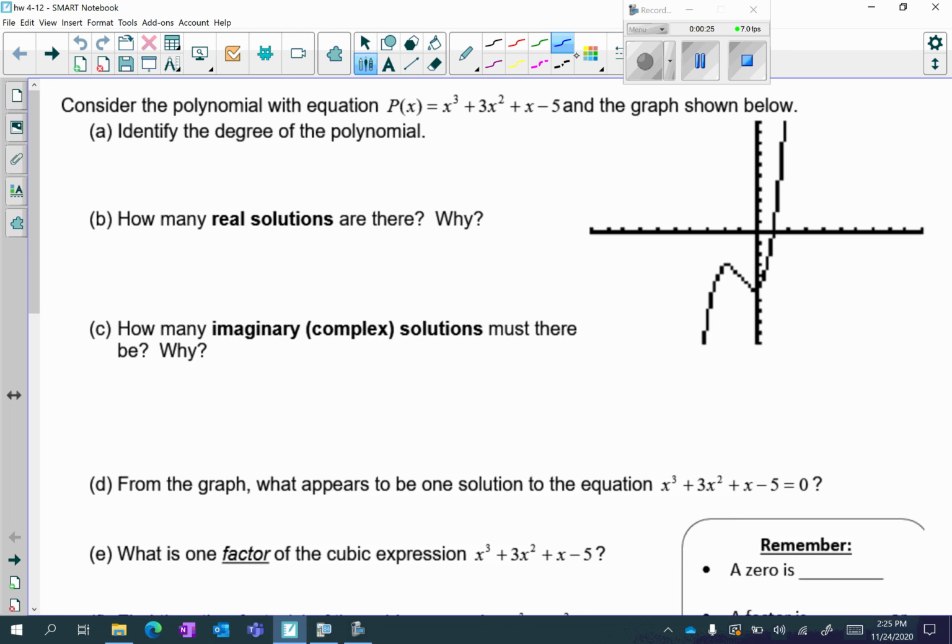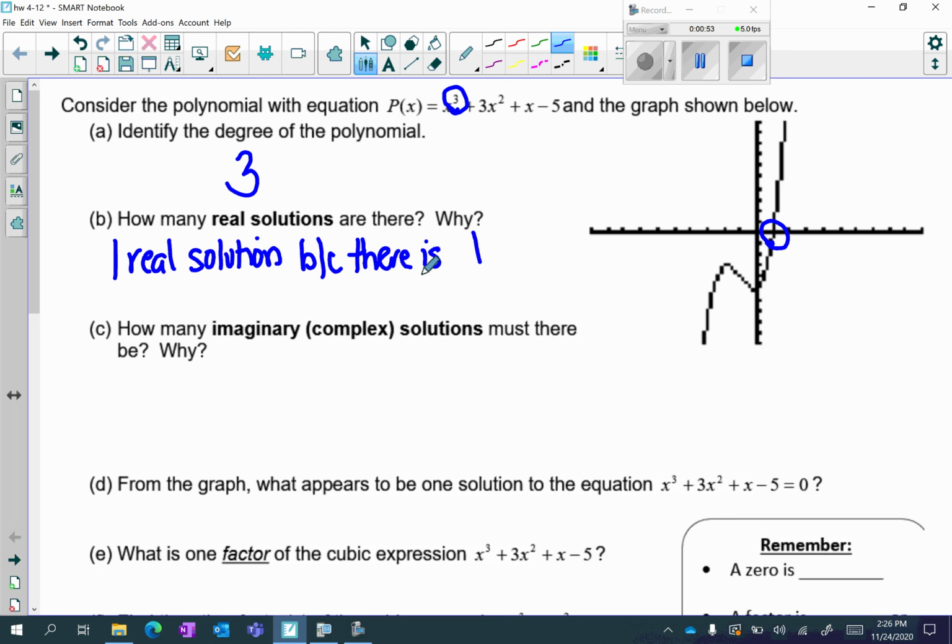So hopefully you remember that in standard form, which is what I have for p of x, your degree is your largest exponent. How many real solutions are there and why? Hopefully you remember also that a real solution is an x-intercept. So there is one real solution because there is one x-intercept.